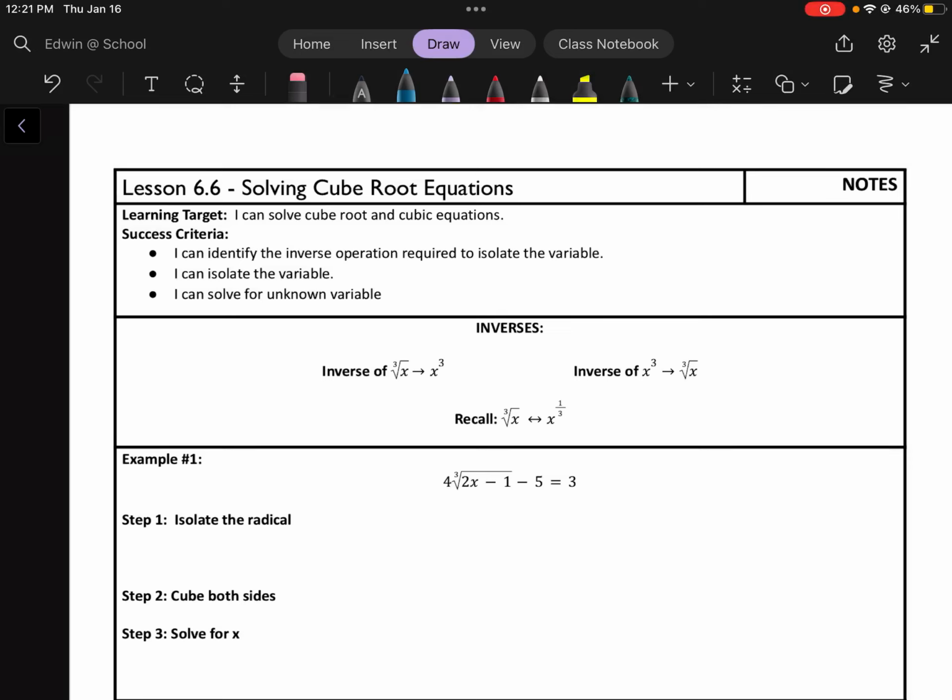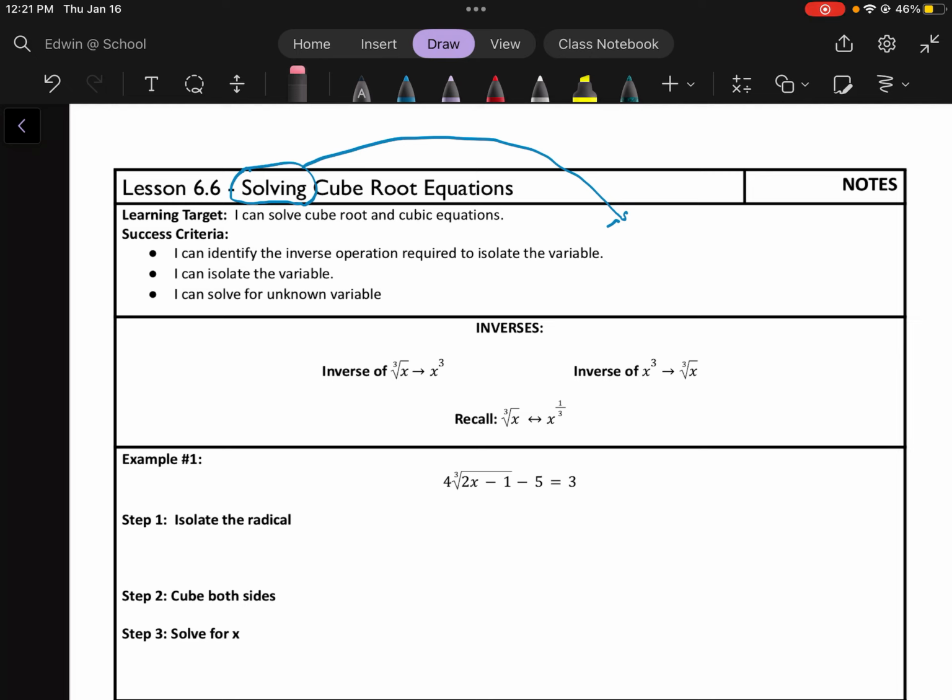Today I'm going to be going over lesson 6.6. So I went from 6.4 and I skipped over 6.5 because I think 6.6 is a bit more important, relevant to the content that you'll be tested on. So it's called solving cube root equations.